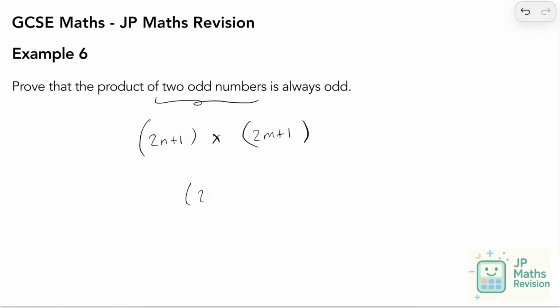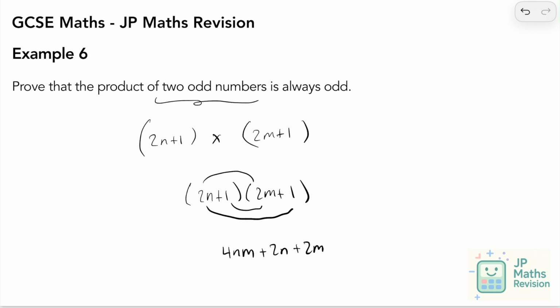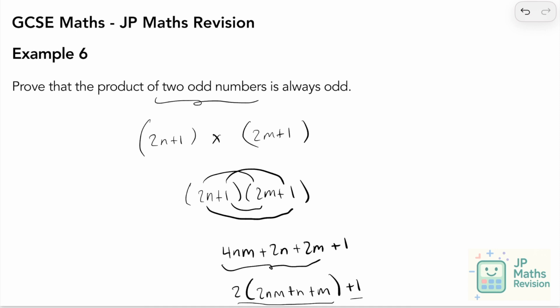So if I expand the brackets, I have 2n plus 1 times 2m plus 1. So I've got 2n times 2m, so that's 4nm. I've got 2n times 1, so that's 2n. 1 times 2m, so that's 2m, and then 1 times 1 is 1. So now I need to show this is odd, so I could show that this part here is divisible by 2 by pulling out 2 as a factor. So it's 2 lots of 2nm plus n plus m, and then if I add 1 on the end, I can see that this number is even, and I'm adding 1 to an even number. So this is therefore odd.